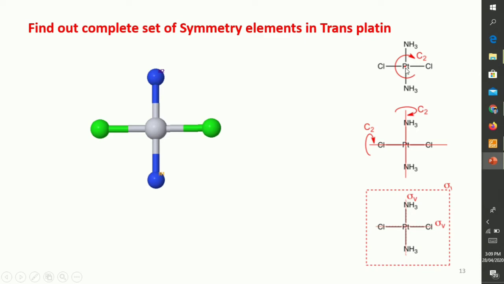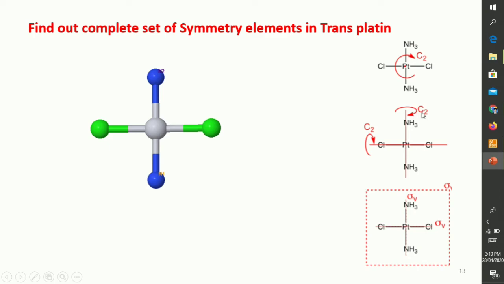We need to find that this is actually the axis of rotation. If you just draw a line towards the observer from platinum and rotate the molecule clockwise or anti-clockwise, there would be an indistinguishable shape of this transplatin. So C2 is present along this axis of rotation. There are other C2 also present in transplatin. This is the axis of rotation of another C2 present, like C2, and this is actually C2.